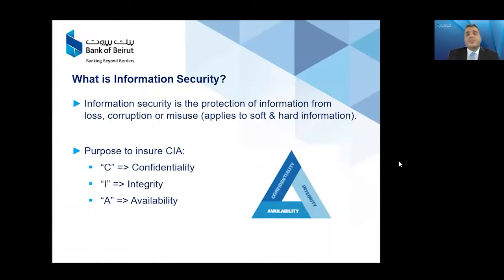So what is information security? Information security is the protection of information from loss, corruption, or misuse. So the information can be data, can be emails, can be paper, so it's hard copies, can be any SWIFT messages, for example, reports, legal documents. So these are the information that we make sure to protect using the information security.